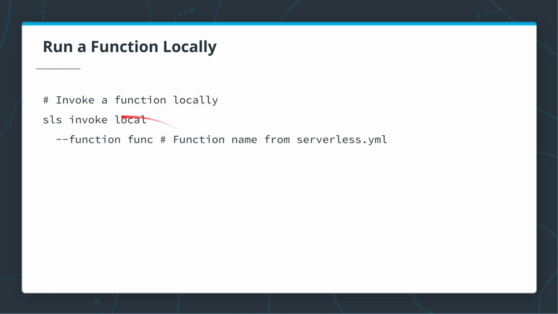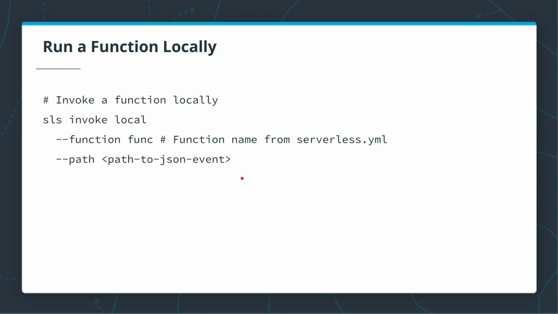To do this, we need to use the serverless invoke local command, and then we need to provide the name of the function that we want to invoke. And here we need to provide the name of the function as it is written in the serverless YAML file. Then we need to provide an event that should be sent to this function.